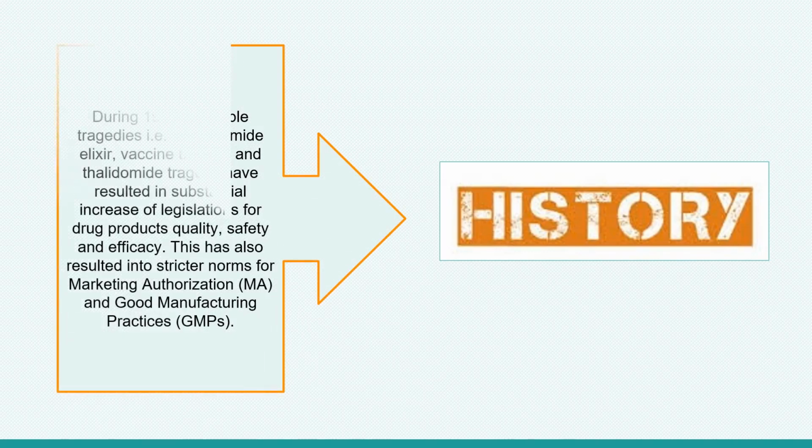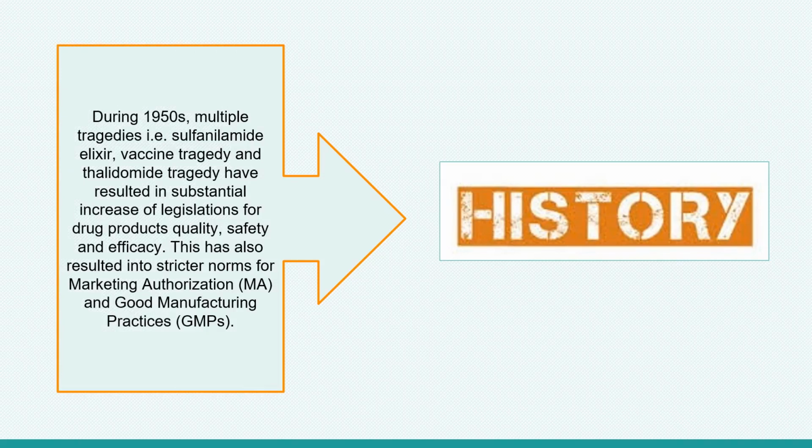History. First of all, we need to know about the history of regulatory affairs. So why did regulatory affairs come into the picture? During the 1950s, multiple tragedies like the sulfanilamide elixir tragedy, vaccine tragedy, and thalidomide tragedy resulted in a substantial increase of legislation for drug product quality, safety and efficacy. This also resulted in stricter norms for marketing authorization and good manufacturing practice.